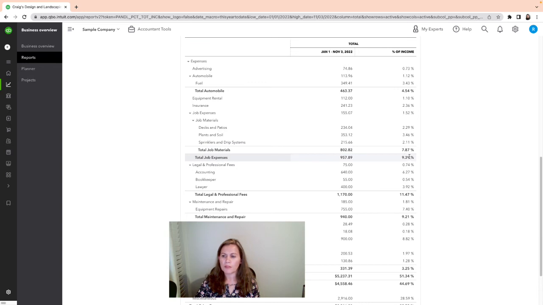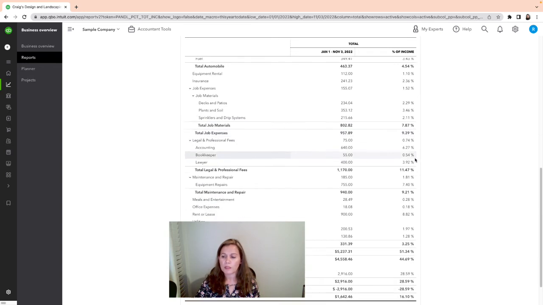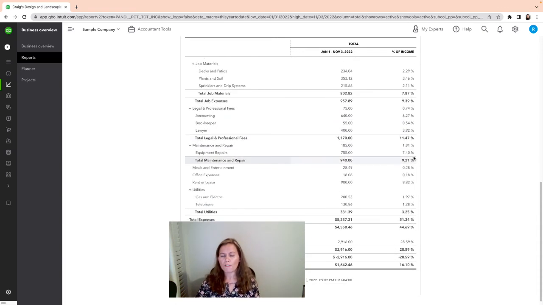Job materials at 7.87%. Now, to have a better idea of how you are doing, the idea is to find out some kind of industry benchmark. There's a lot of websites out there. I'm not going to tell you which ones, because I'm not sponsoring anyone in particular, but look for your industry benchmark. For instance, for restaurants, if your net income is above 15%, it means you're doing pretty good.